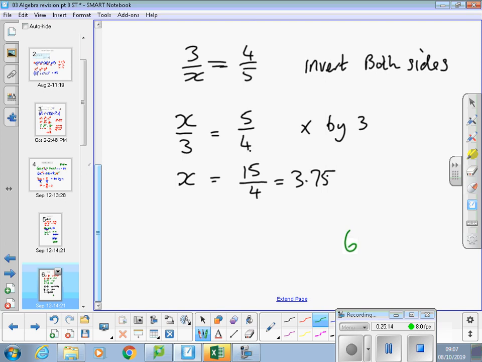I can say that 6 is 6 over 1. Now what happens if I invert it? If we invert that, it becomes 1 over 6. Just another thing to remember, that a constant can be written as a fraction with 1 as the denominator, and then you can invert it. That becomes 1/6 or 1/7 or 1/8.